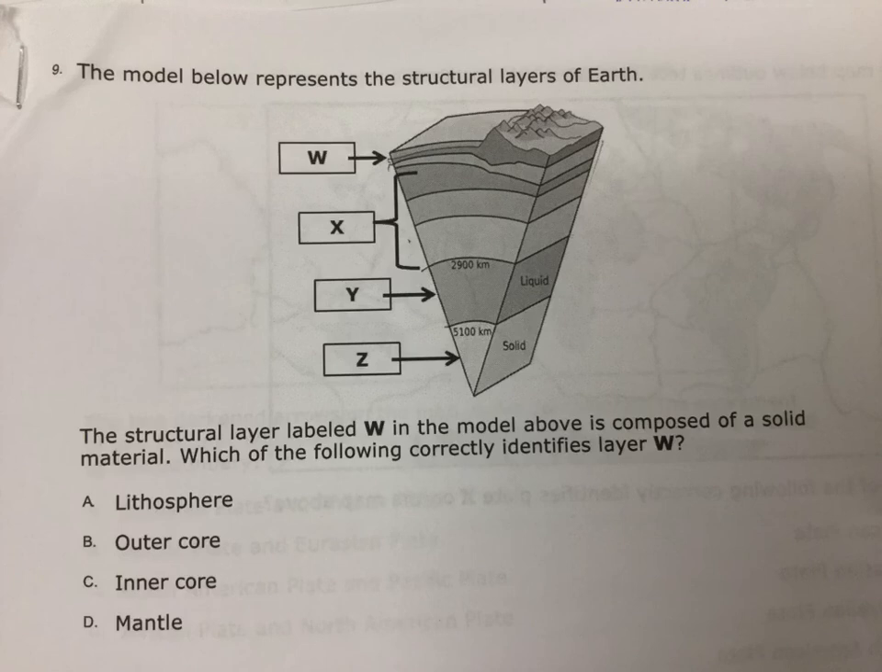Number 9, the model below represents the structural layers of Earth. If you go ahead and take a look at that image. The structural layer labeled W in the model above is composed of a solid material. Which of the following correctly identifies layer W? A, lithosphere, B, outer core, C, inner core, or D, mantle?